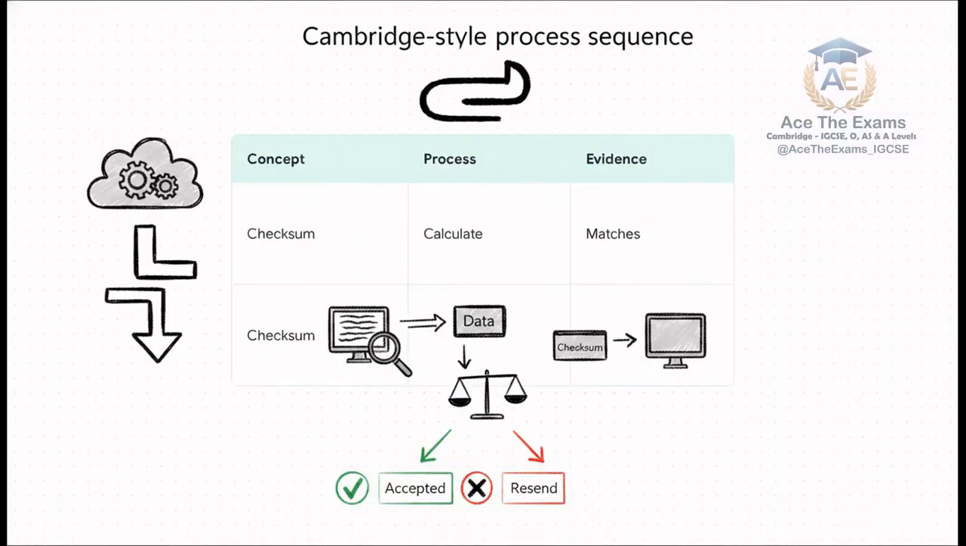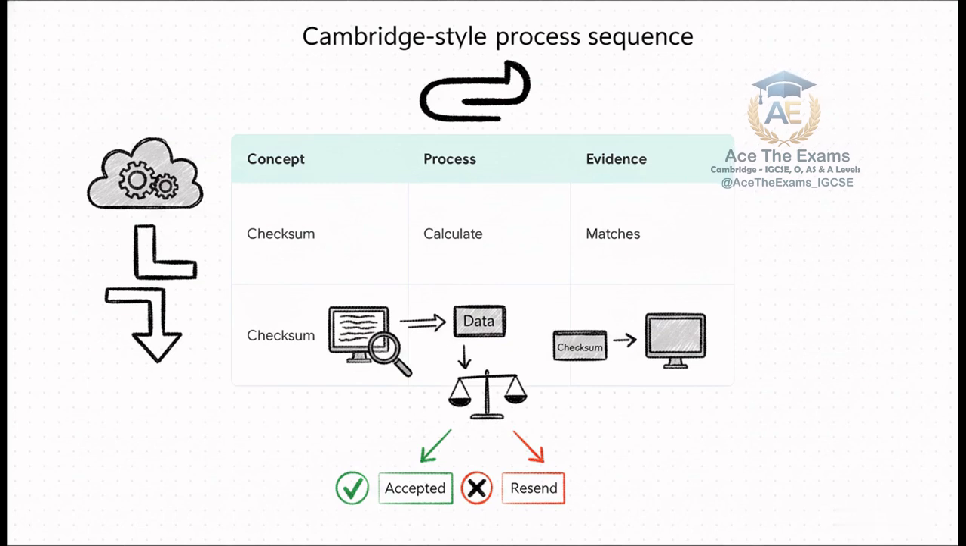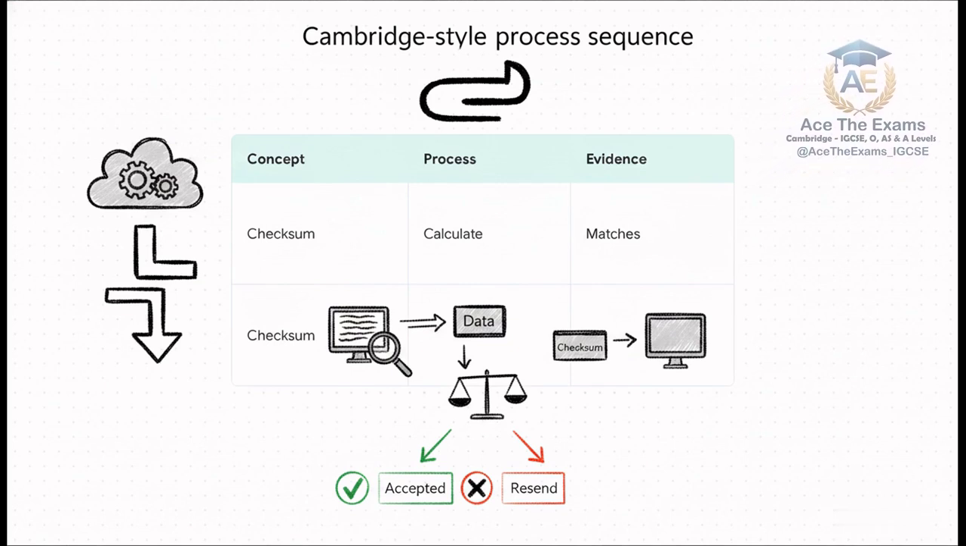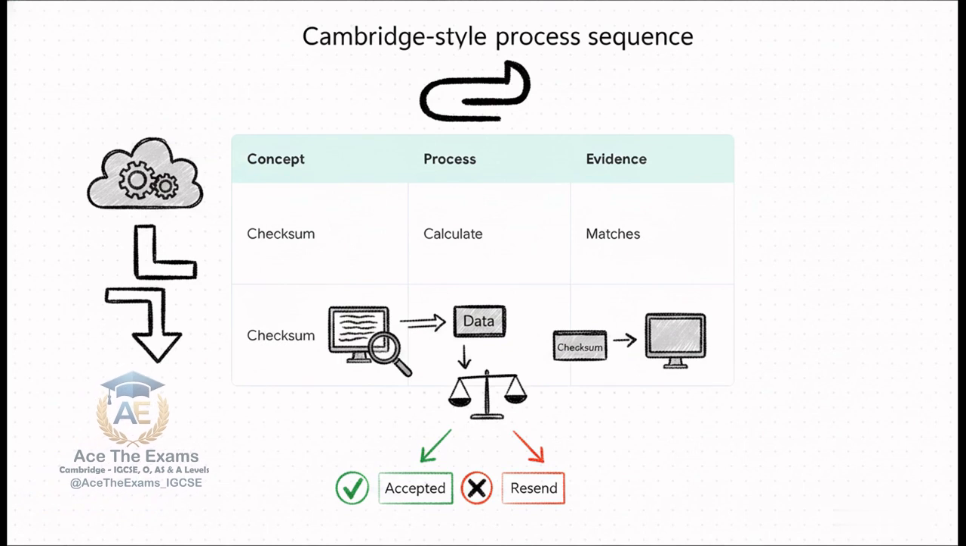When we actually apply this framework, it builds into a flawless Cambridge-style process sequence. The technical methodology here has to follow a super strict, disciplined path. First, the concept. It's a checksum. Next, the process. You absolutely must state that a value is calculated from the block of data, transmitted alongside the data, recalculated by the receiving computer using the exact same algorithm, and finally compared to the original checksum. And then the evidence. If it matches, the data is accepted. If not, an error is flagged and a resend is requested. You have to explain this exact algorithmic structure so clearly that anyone reading it could follow it step by step.